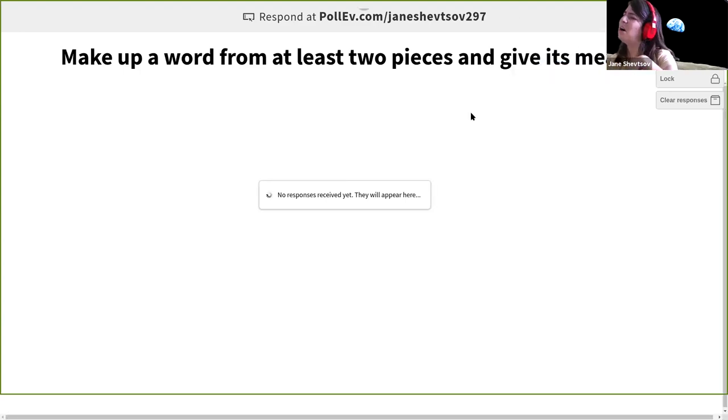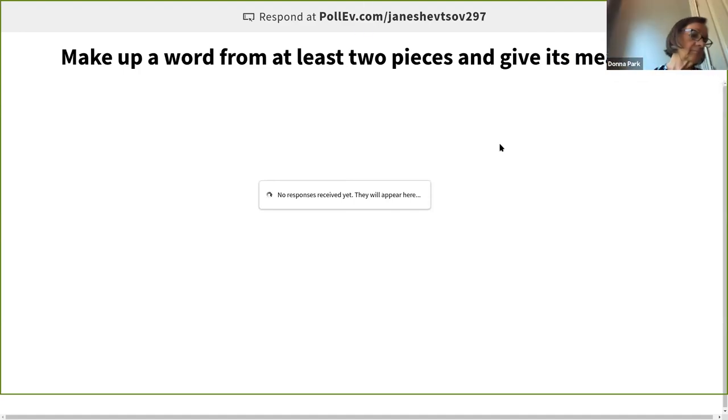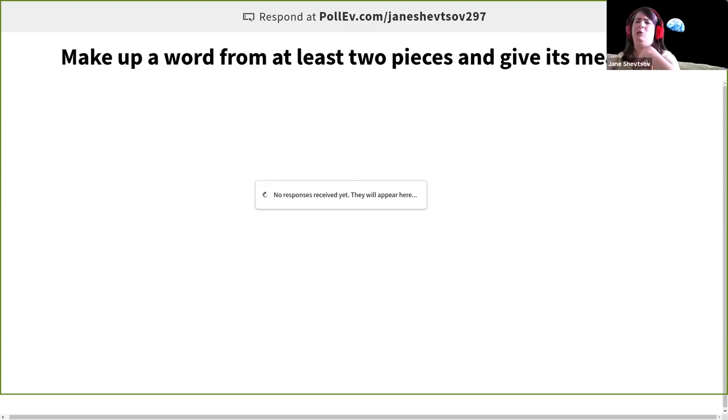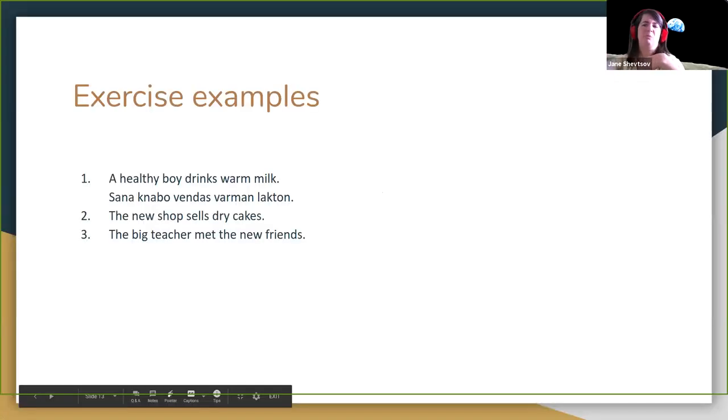So, I want to spend the last couple of minutes on some homework problems that you're going to see. This is from the homework. I'm not going to go through the whole thing with you. I will send out an answer key in a couple of days. It's just a bunch of translation sentences.